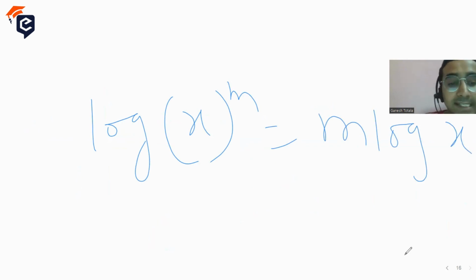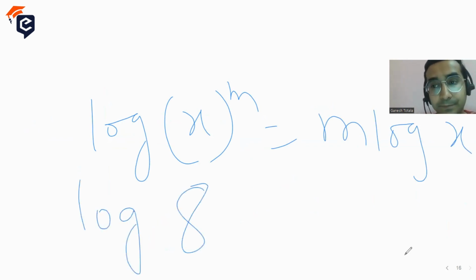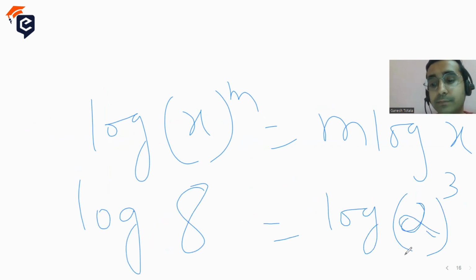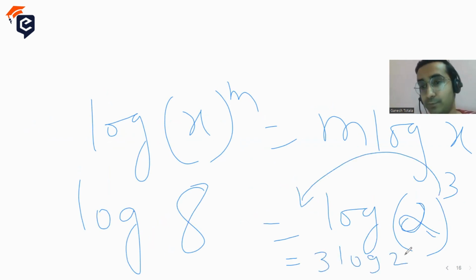Now, for example, I have to find out the value of log of 8. I know that 8 we can write as 2 cubed. So just use the power law, log of x raised to m. This is equal to, just shift the power before the log. So I will have 3 log 2.